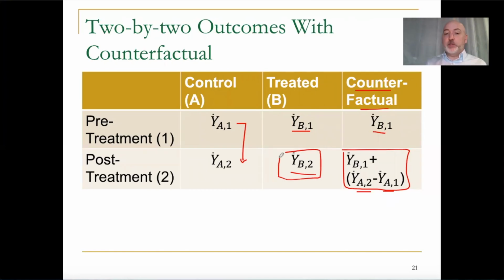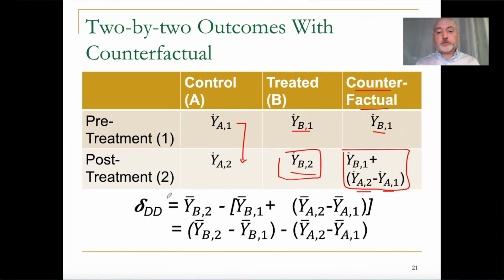So the gap between those two things is going to be another way to view our treatment effect, right? So the actual outcome, YB2, minus the counterfactual, YB1 plus the growth of the control group. Rearrange those terms, and we're right back where we started, right? So it's always the same four ingredients, but now we have three ways of calculating and thinking about this difference in difference treatment estimator.